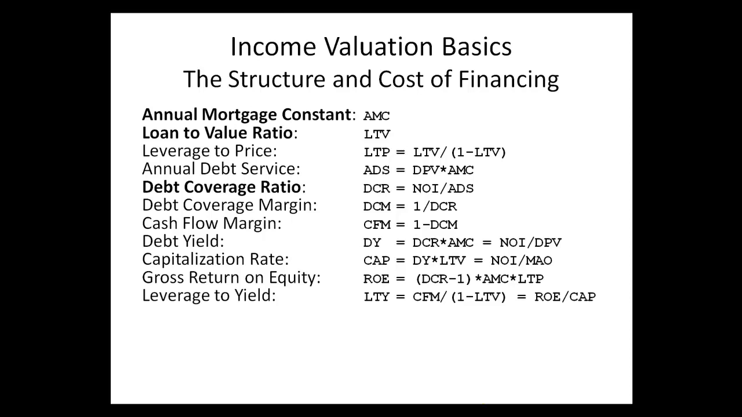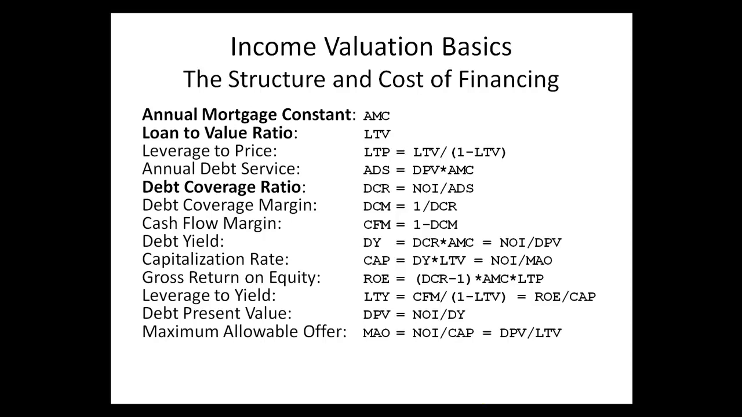Leverage to yield. This is the return on equity divided by the capitalization rate. It is the multiplier on the cap rate for the cash-on-cash return. It's also equal to the cash flow margin divided by the equity margin. Debt present value is the net operating income divided by the debt yield. Maximum allowable offer, or the value of the property, is equal to the net operating income divided by the cap rate, which is also equal to the debt present value divided by the loan-to-value ratio.